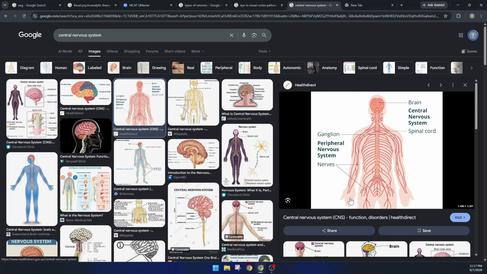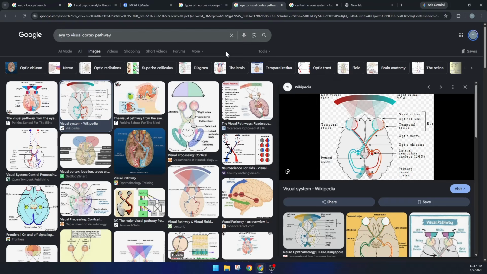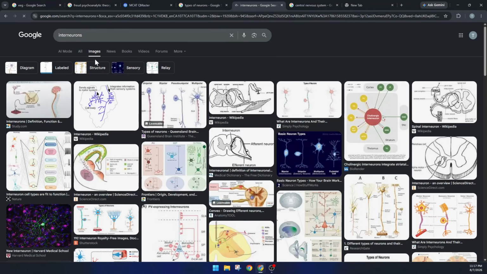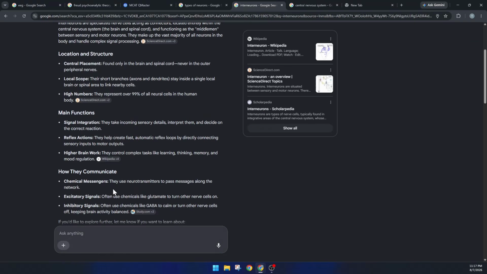You want to move a muscle in your hand. So what's going to happen is the brain's going to send an impulse out. And that is what we call your motor neurons, carrying signals away from the central nervous system to control muscles and glands. And then you have interneurons that connect other neurons together inside the brain and spinal cord. Interneurons are great, and I think they're used a lot for reflexes, okay? So if you have any reflexes or something like that, then yeah.